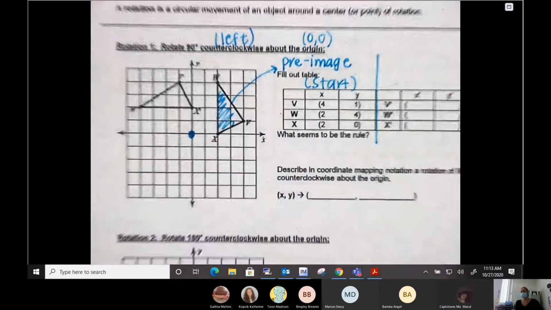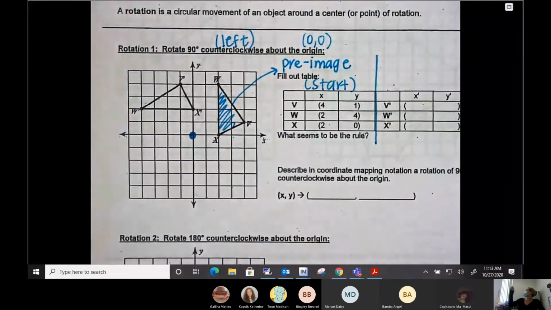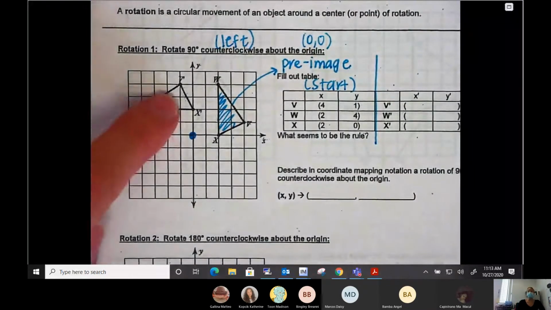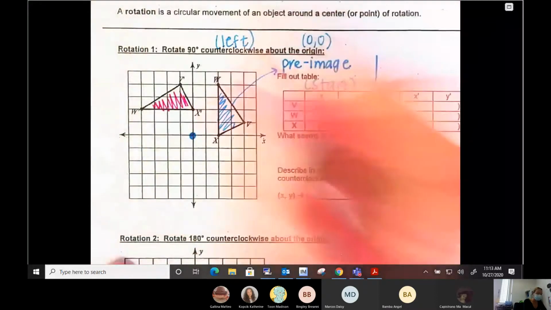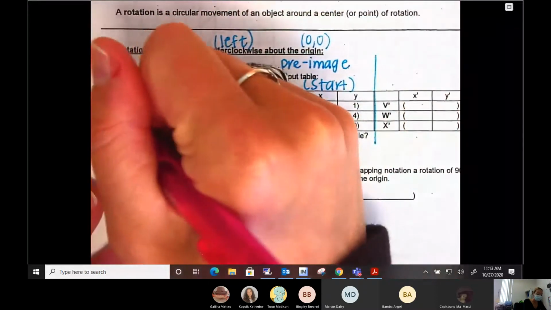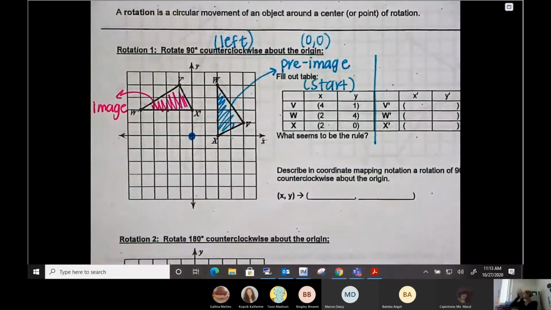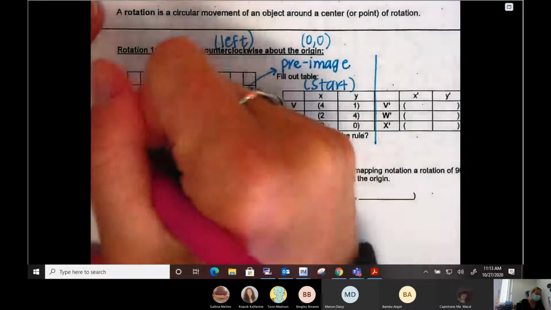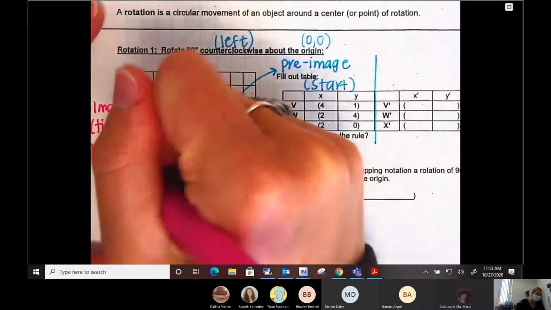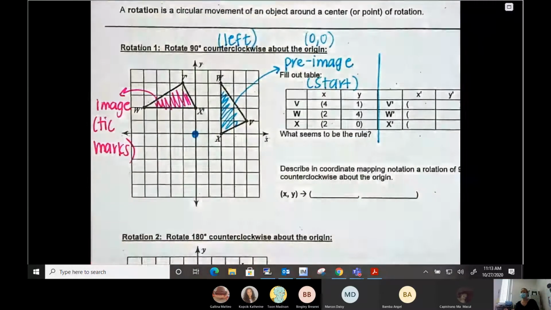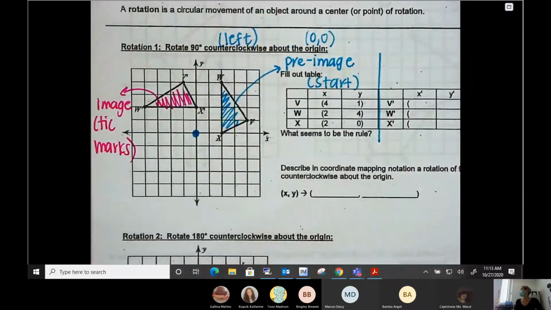Pre-image is where I'm starting. So if I'm turning it to the left, I'm going to this new one over here, and I call this one on the left my image. So it's where I end. So the pre-image is where you start, image is where you end. And I always look for the tick marks. That will tell me which one to start with and which one to end with. If it has a tick mark, that means that's where you end. If it's got nothing next to it, then that means that's where you start.